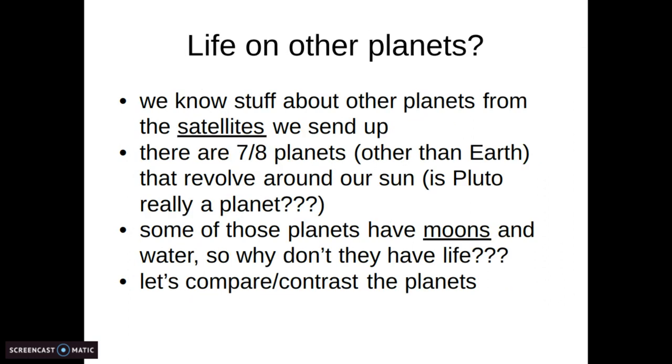So is there life on other planets? We know things about the other planets in our solar system because of satellites that we send. There are either 7 or 8 planets besides the Earth, depending on if you count Pluto, that revolve around our sun. Some of these planets have moons and some of them have water, so why don't they have life? We're going to talk about each of the planets, and we're going to compare and contrast why they may or may not have life.